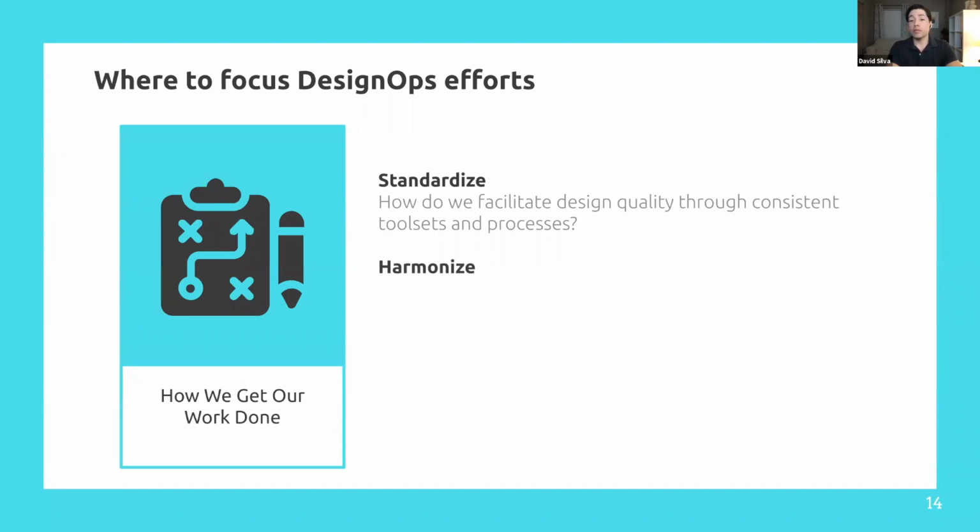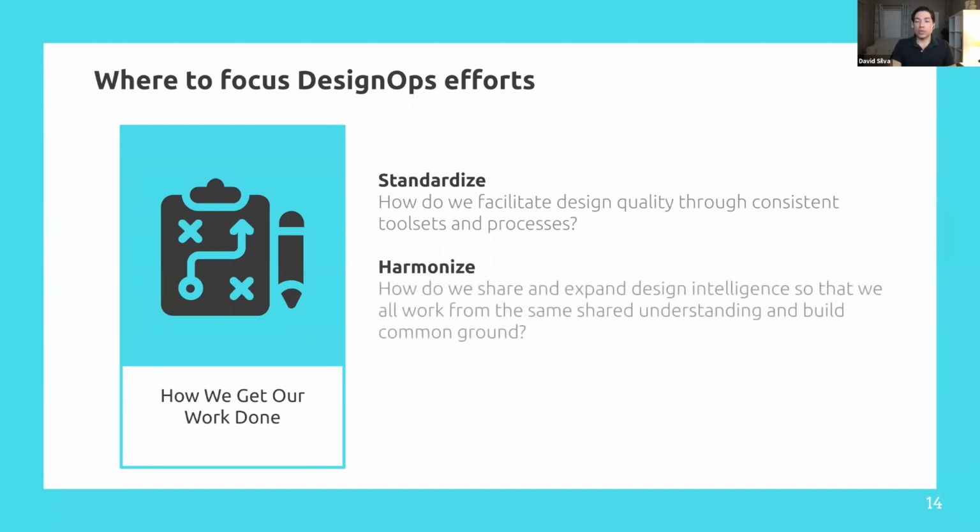Then plan for how we harmonize. How do we share and expand design intelligence so that we all work from the same shared understanding and build common ground? And we're talking about scaling and maintaining or managing the design systems to create efficiencies for designers. So when we document all these processes, everything becomes more efficient because now there's a clear process that everybody has to follow, or that it's suggested to follow.